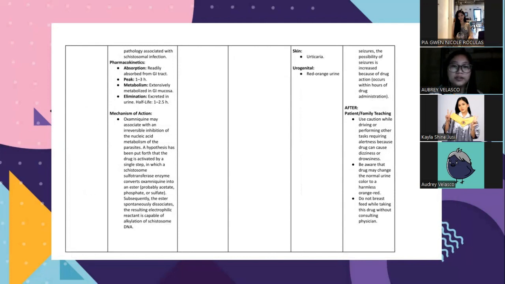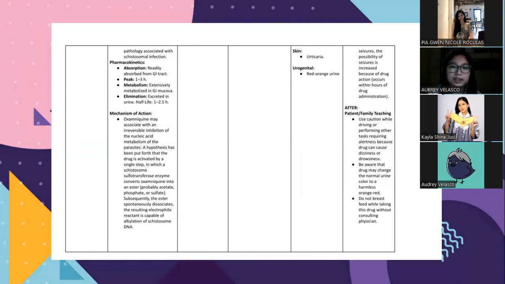Pharmacokinetics, absorption, readily absorbed from the GI tract. So, madali lang siya ma-absorb sa ating stomach. Peak is 1 to 3 hours. Metabolism, extensively metabolized in GI mucosa. Elimination, excreted in urine. So, half-life is 1 to 2.5 hours. If needed for tests. So mechanism of action.